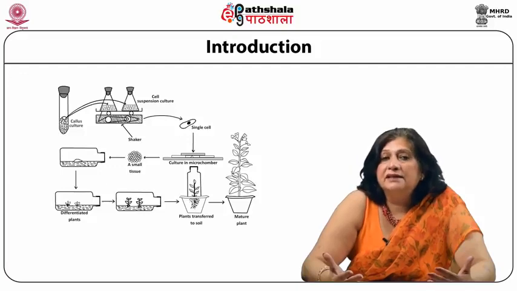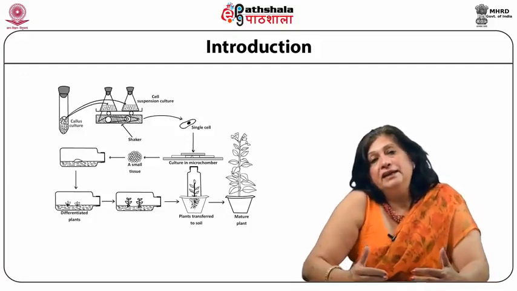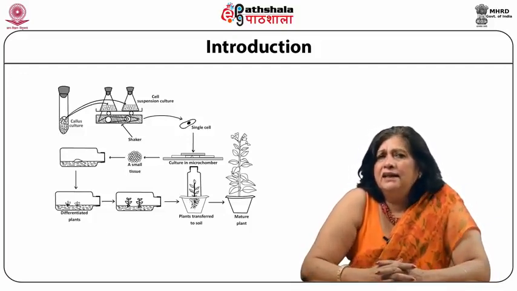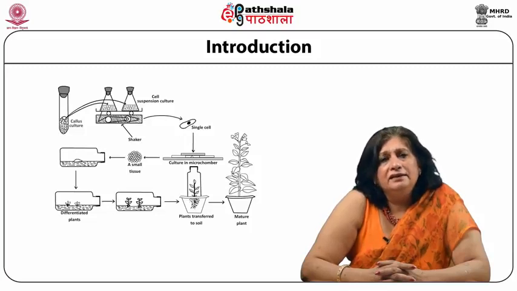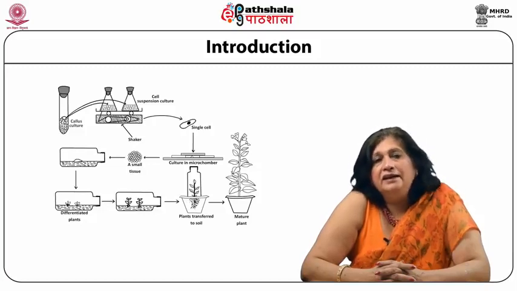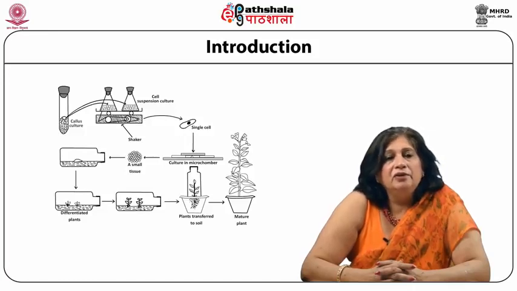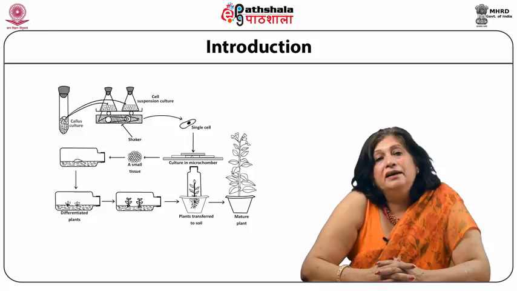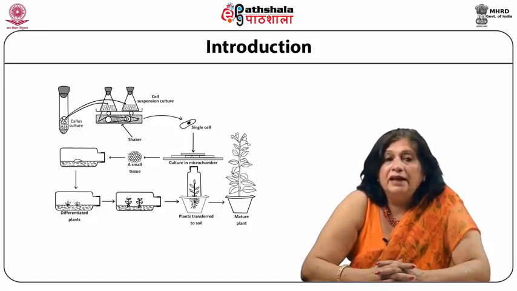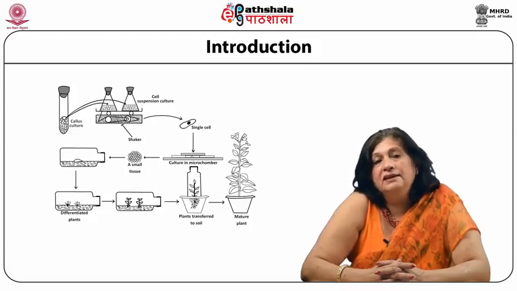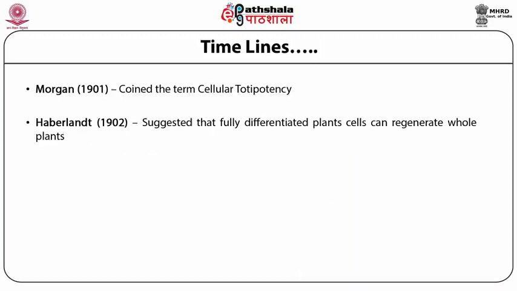Now the scientists in the early part of the 1900s started thinking: can we make a differentiated cell forget what it is, make it a dedifferentiated cell, and then get a complete plant formation out of it? This was postulated quite early, and they found that it is true. This unique capacity of plant cells to form entire organisms starting from a single cell is called cellular totipotency. Fully differentiated plants can be regenerated.